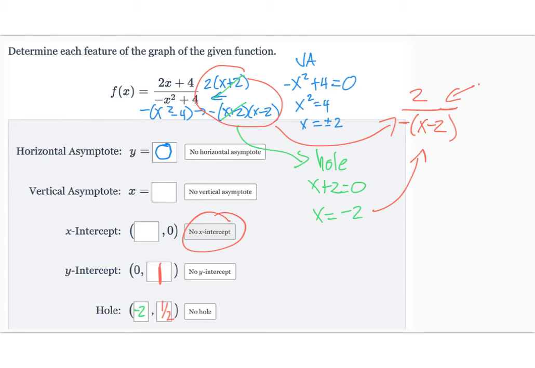And then finally back to vertical asymptote. We had 2 values that we could not use. We got x cannot equal 2 or negative 2. Negative 2 was a hole. That means the positive 2 one is going to be a vertical asymptote.